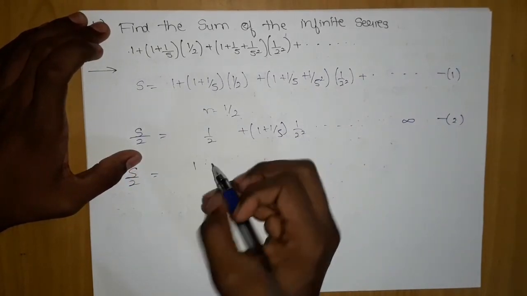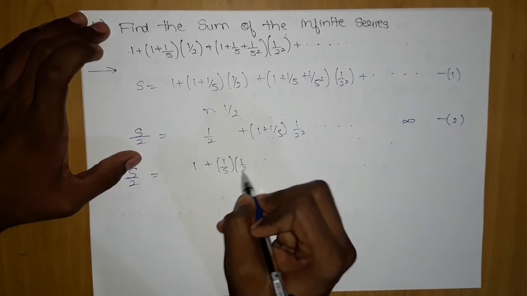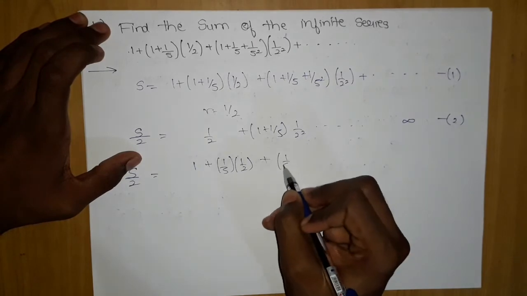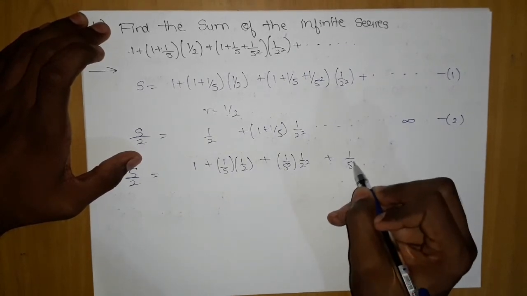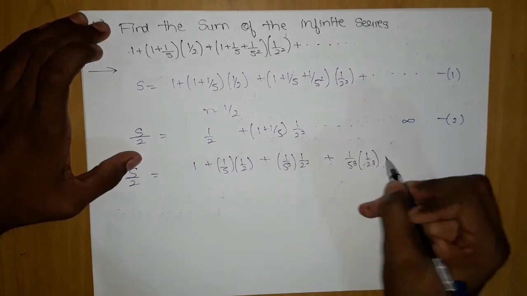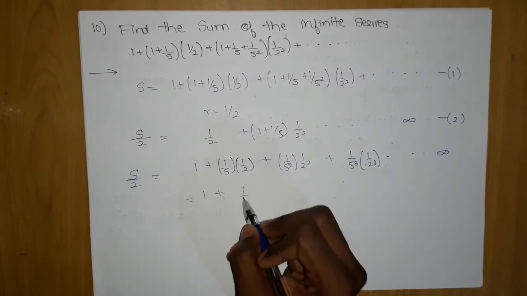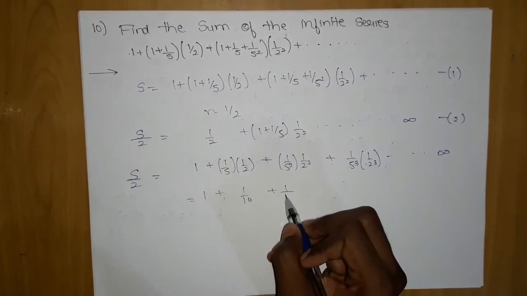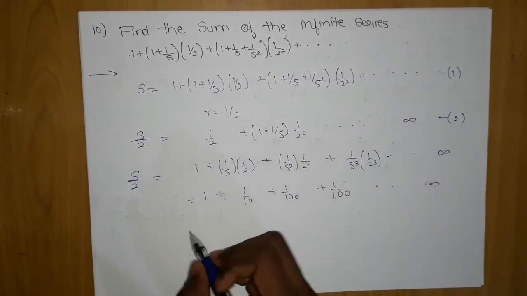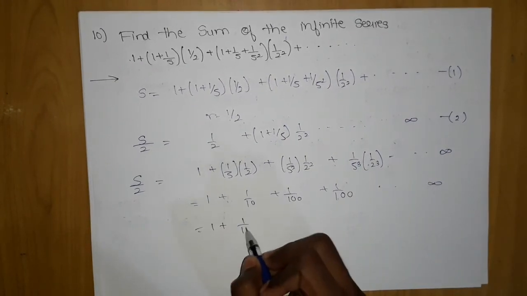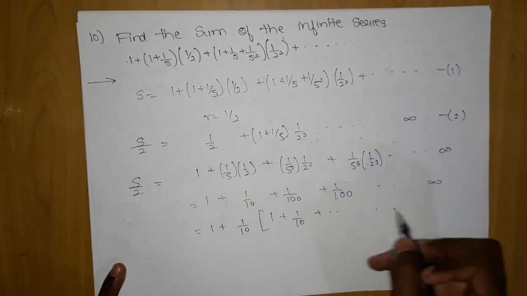The 1 will cancel out, giving you 1 by 5 into 1 by 2. Further on you get 1 by 5 squared into 1 by 2 squared, then 1 by 5 cube into 1 by 2 cube, until so on till infinity. Now if you observe, this is nothing but 1 by 10, this is 1 by 100, and this is 1 by 1000. So it is forming a GP again. If you take 1 by 10 common, this is 1 plus 1 by 10 till infinity.